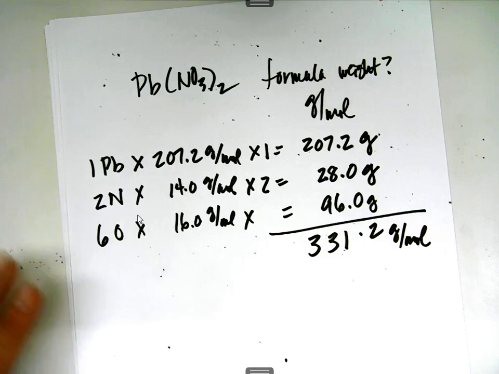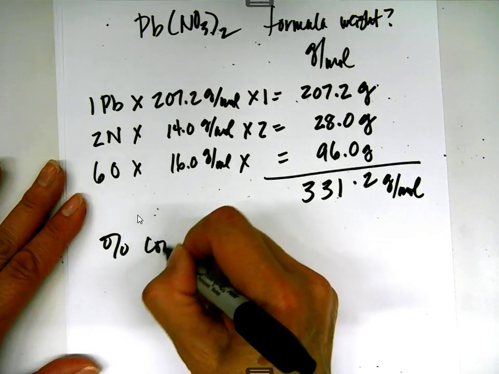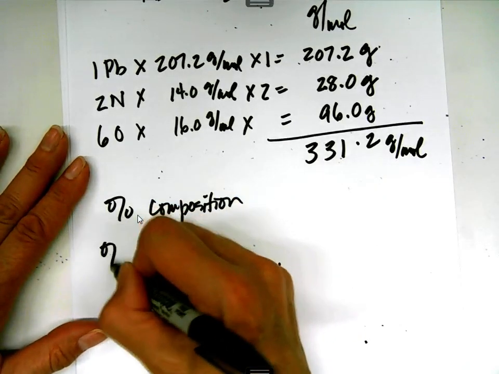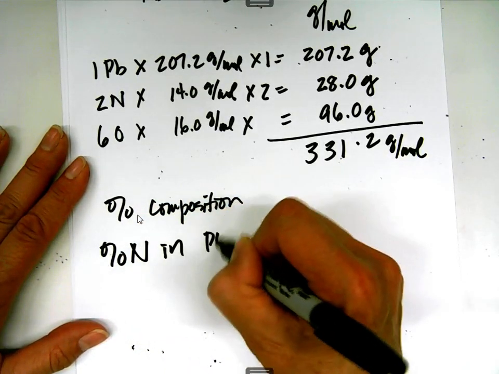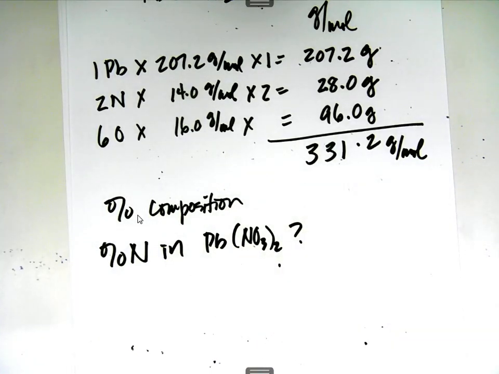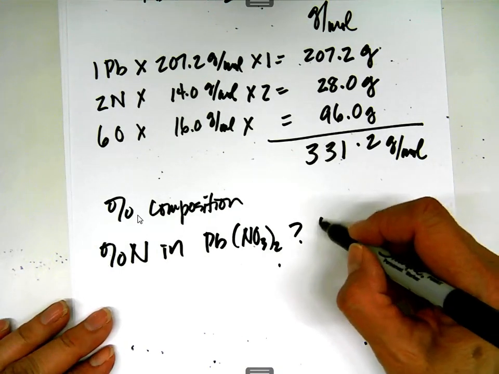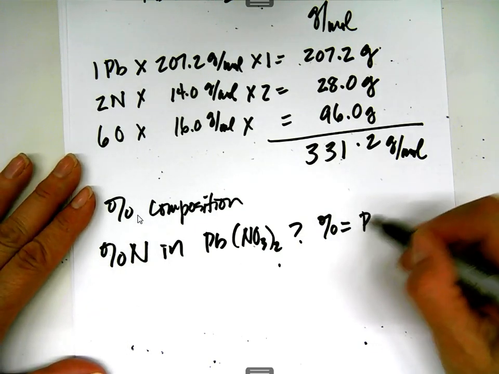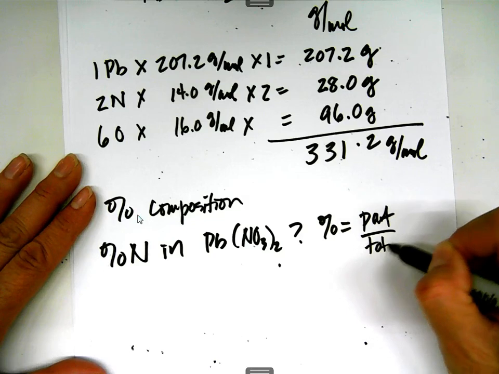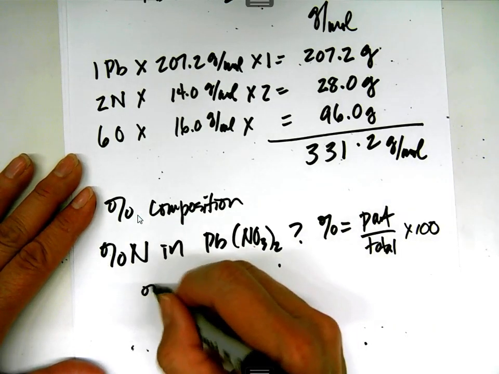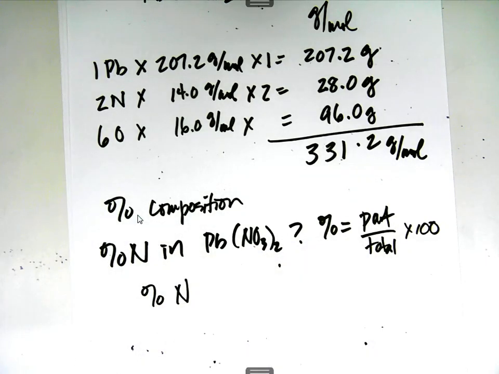We can also use this information to figure out the percent composition. For example, if I want to know what is the percent nitrogen in lead nitrate, that would be the question you would be asked. So what's the formula for percent? Chemists love percent for so many things, so make sure you know this formula. Part over total, or whole, times 100.